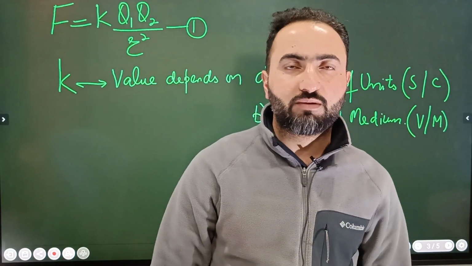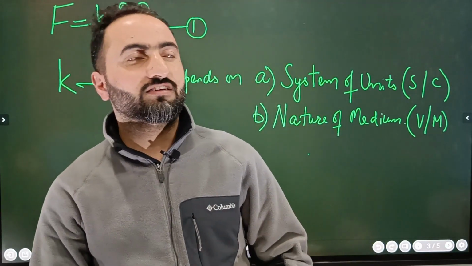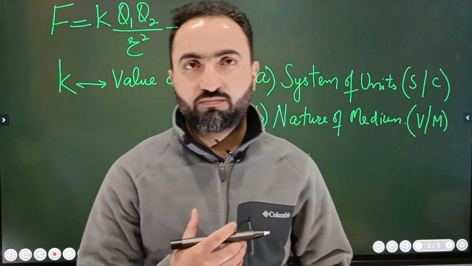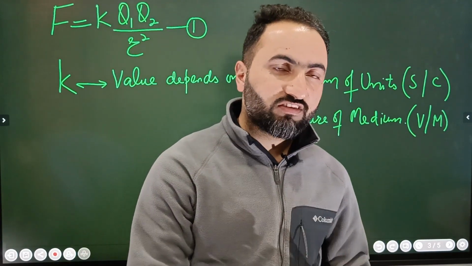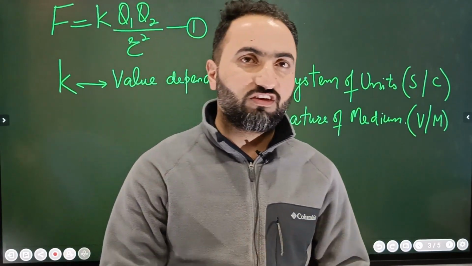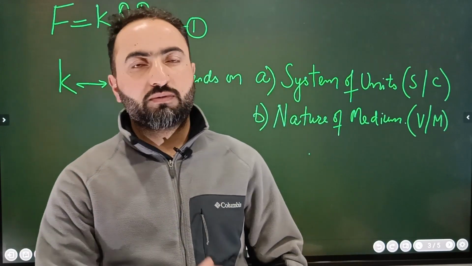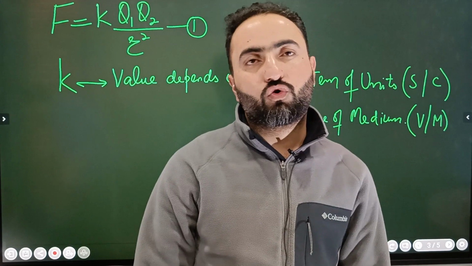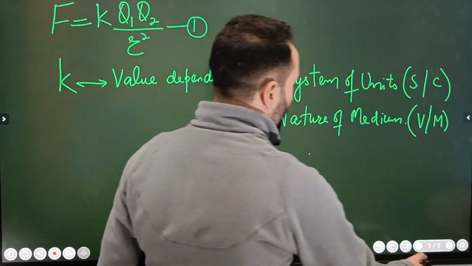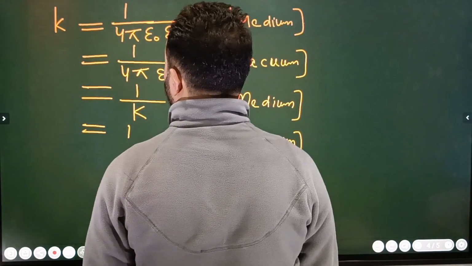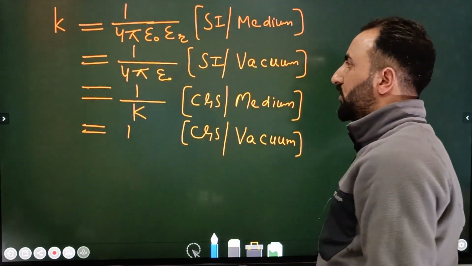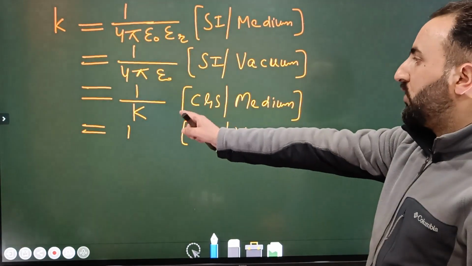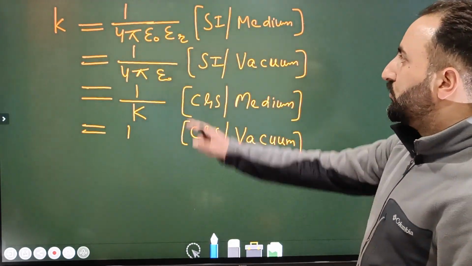Now how many combinations are there? 4 different combinations: SI and material medium, SI and vacuum, CGS and material medium, and CGS and vacuum. So how many values of the K are there? Exactly 4 different values of the K. So we have written them here. These are the 4 different values of the K: 1 by 4 pi epsilon naught, then 1 by 4 pi epsilon naught, then 1 by capital K, then 1. 4 different values.